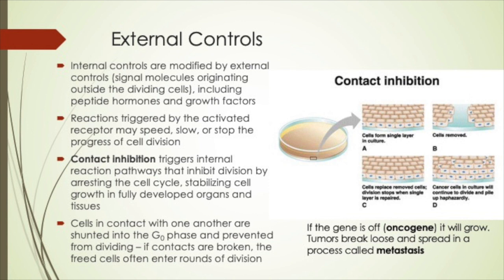Now there are external controls that modify internal controls: signal molecules originating from the outside. These can include hormones, growth factors, UV light, X-ray radiation, any type of external control. Reactions triggered by the activated receptor may speed, slow, or stop the progress of cell division.